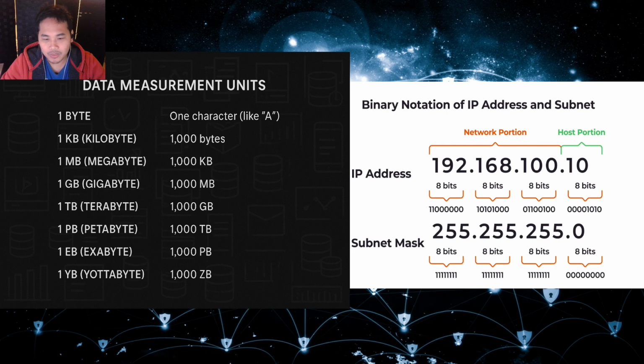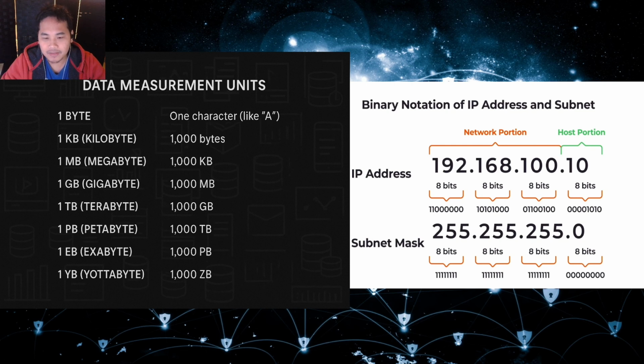192 in binary is 11000000. 168 is 10101000. 100 is 01100100. 10 is 00001010. That's 32 bits total.